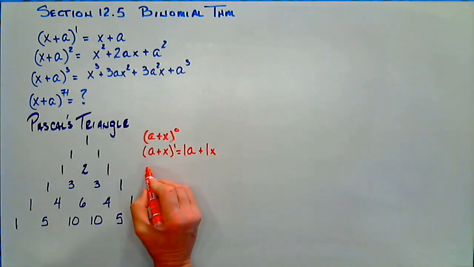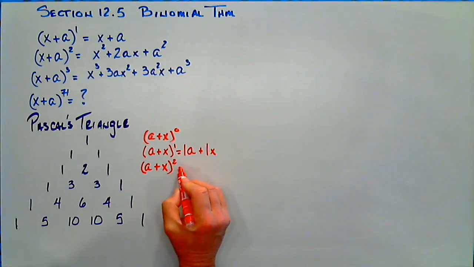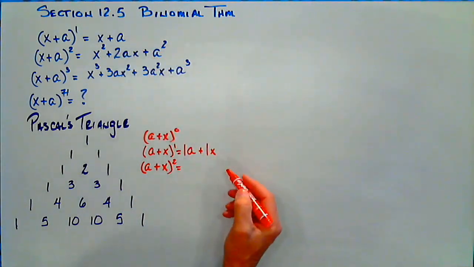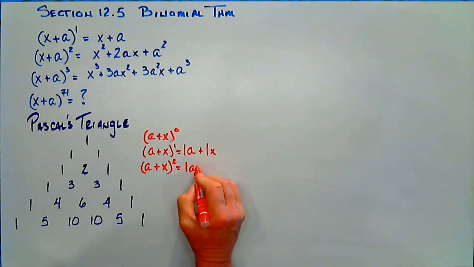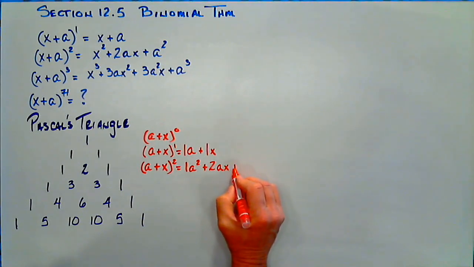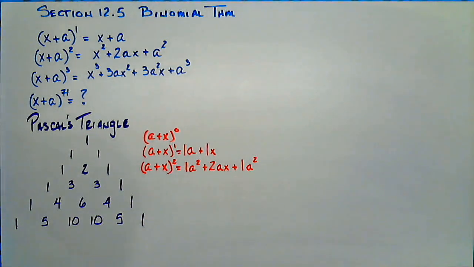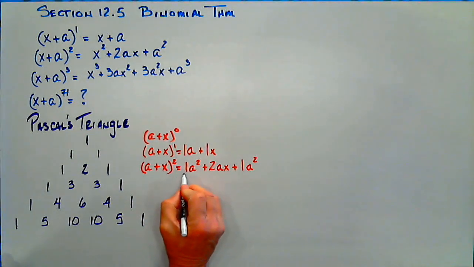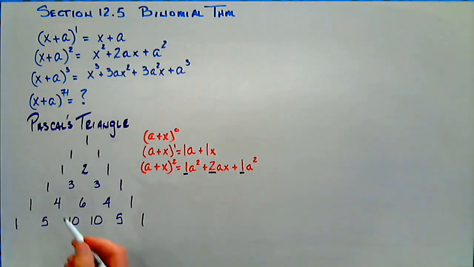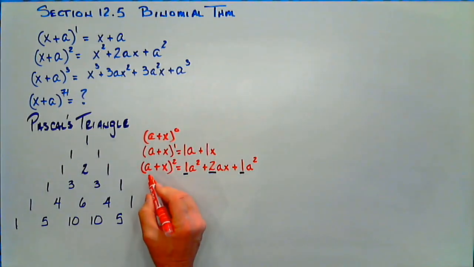If we continue our pattern here, this is a plus x squared. We have it written here, but we'll write it over here again. We have 1a squared plus 2ax plus 1x squared. And if we look at the coefficients, they match Pascal's triangle. Pascal's triangle is a quick and easy way for us to find the coefficients on the first few binomial expansions.